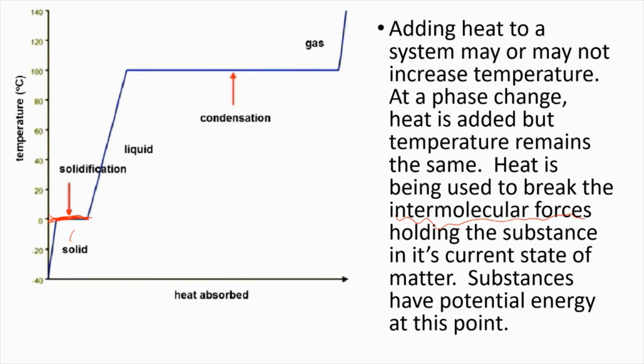And so at this point, we say substances have potential energy because we know that gas particles are really far apart. Liquid particles are a little bit closer together. And our solids are very close together. So if we are to change the spacing of a particle, meaning going from a solid where they're close together to a liquid where they're a little bit further apart, we are changing the potential energy.